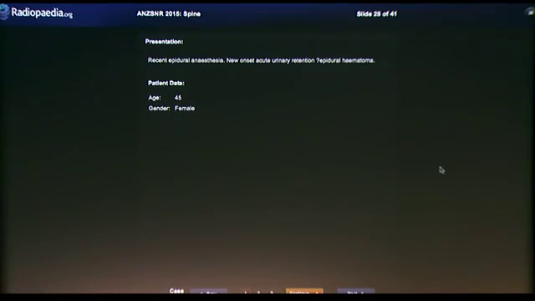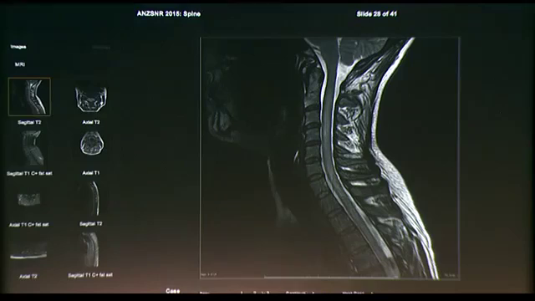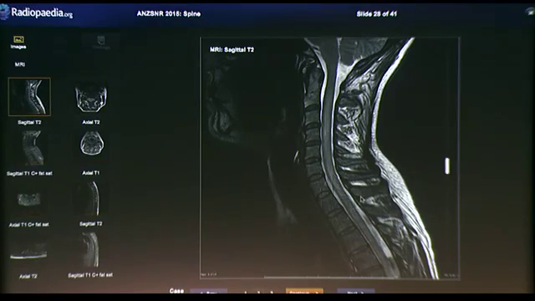Our next case is a 45-year-old female. She'd had a recent epidural anaesthesia. She came to us because of new onset urinary retention. And in fact, she started off having an MRI of the lumbar spine because they were concerned about an epidural hematoma causing compression. But the lumbar spine MRI actually just caught the bottom of the conus, which was expanded in T2 hyperintense. So the patient was brought back to have the rest of the cord imaged.